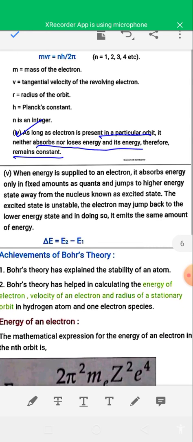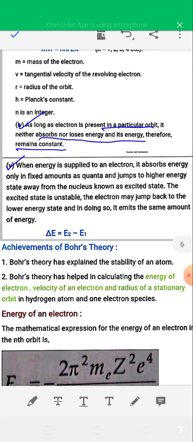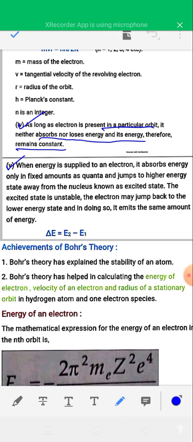Point number 5: when energy is supplied to an electron, it absorbs energy only in a fixed amount as quanta and jumps to a higher energy level. So when energy is absorbed by an electron, the electron will jump into a higher energy level, away from the nucleus, known as the excited state. And the excited state is unstable.